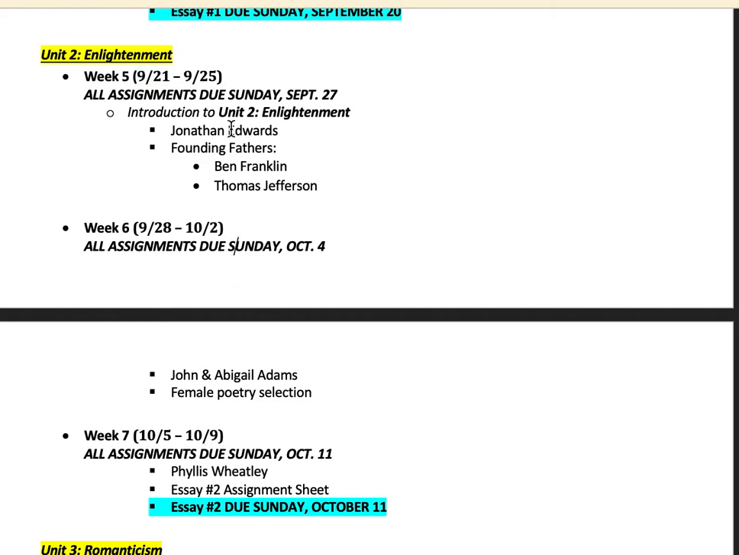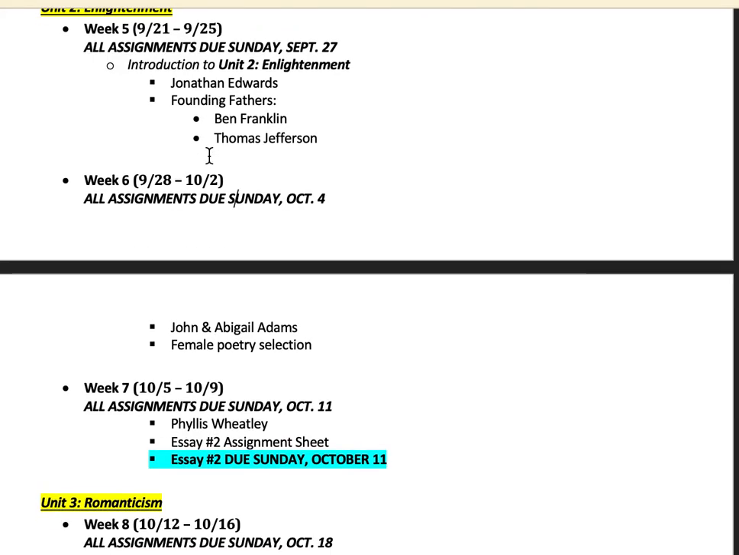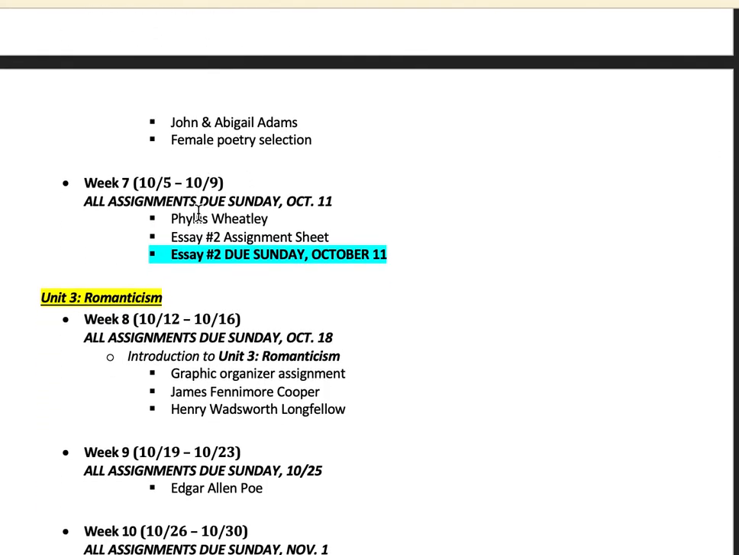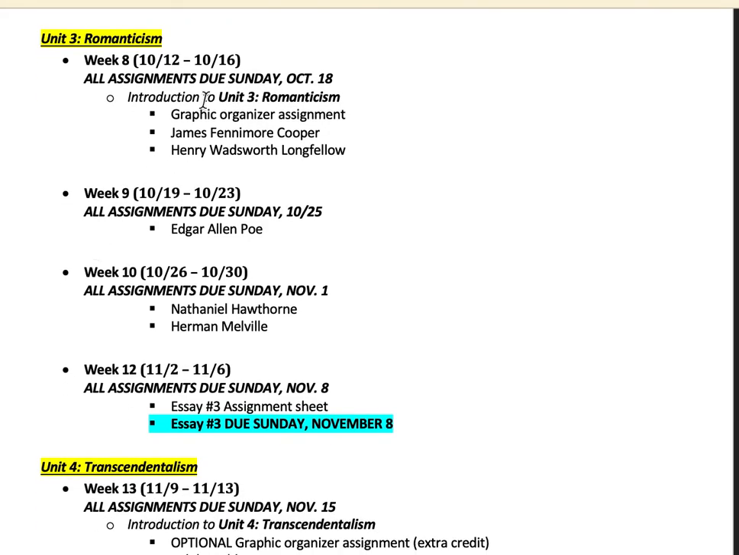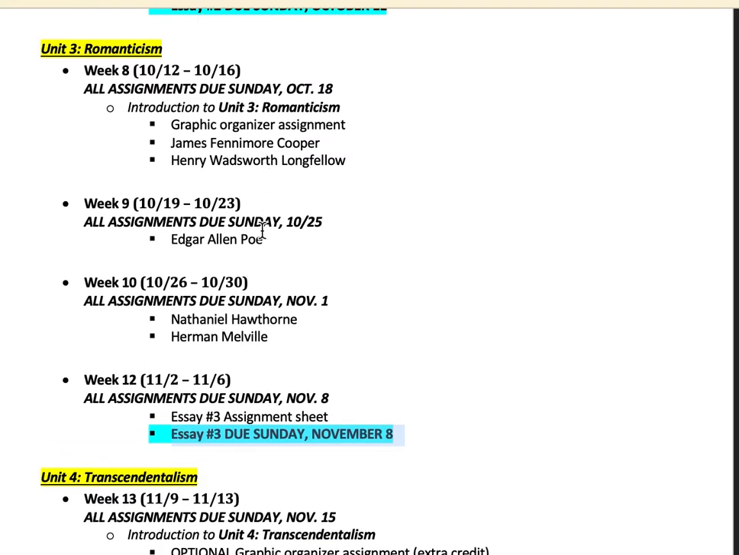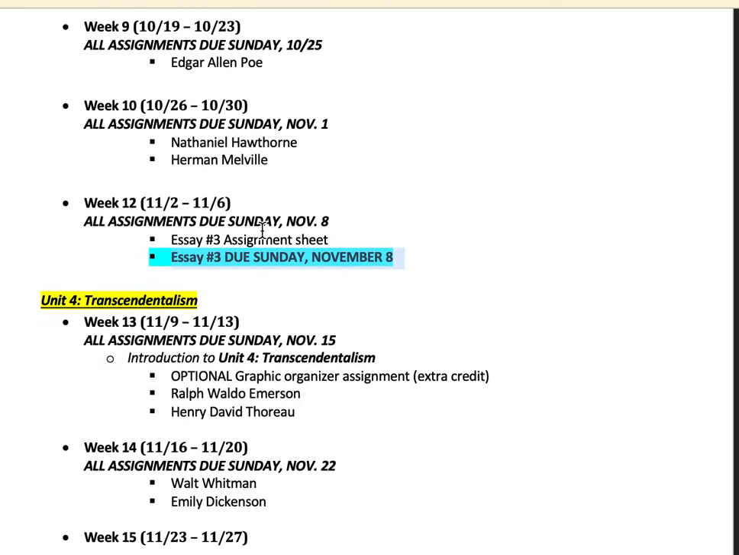But Unit number 2 will open on the 21st, and then that will be our Enlightenment unit. So we'll look into like Jonathan Edwards and the Founding Fathers. We'll look at John and Abigail Adams, some female poets, Phyllis Wheatley, and then your second essay will be due on Sunday, October 11th. Your third unit will be a Romanticism unit that'll open on October 12th, and that will take us up through November 8th. So that's when your third essay is due. And we'll read a number of different authors, like I said, so Poe, Melville, Hawthorne, those kinds of authors.